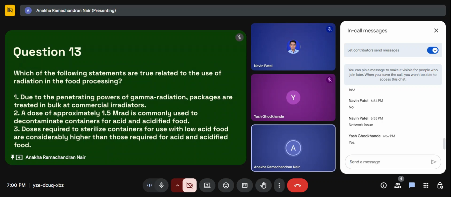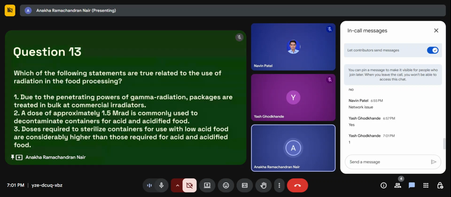So out of these, which is or are correct? Do you have any guesses on what the answer could be? One, all right. So let's see what the answer is in this case.